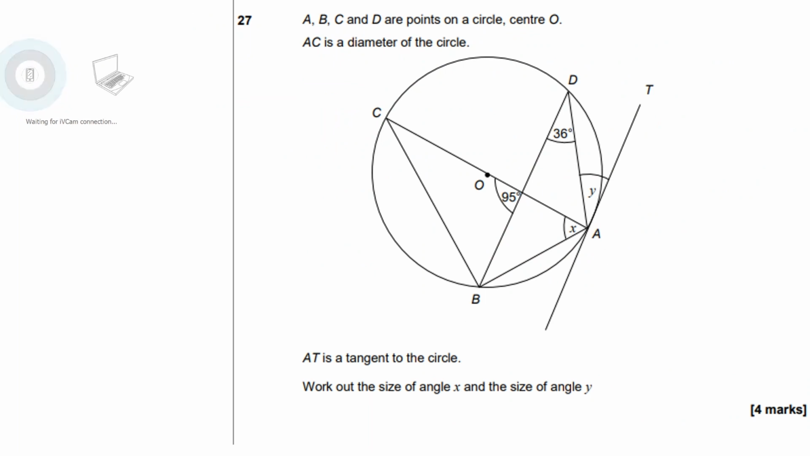Last one, question 27. A, B, C, D are the points on the circle, center O. AC is the diameter of the circle. AT is a tangent to the circle. Work out the size of angle X and the size of angle Y.